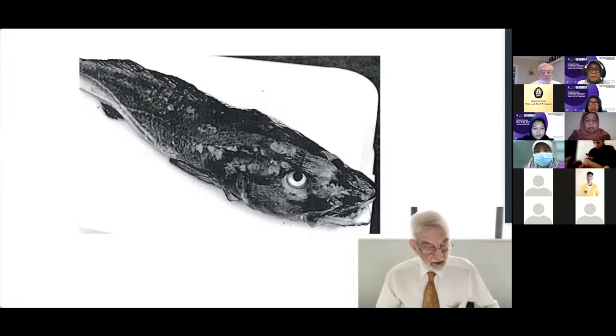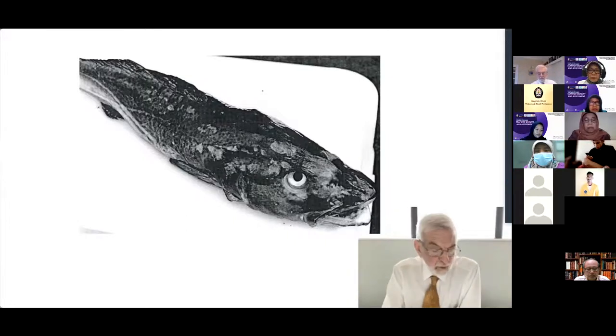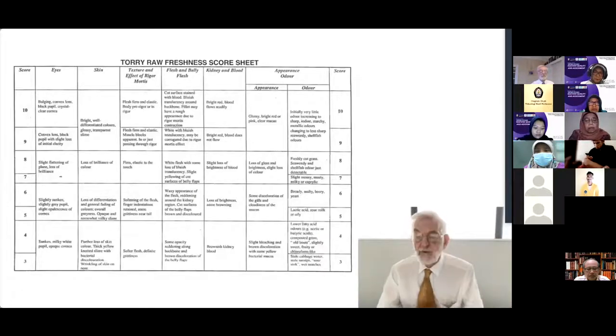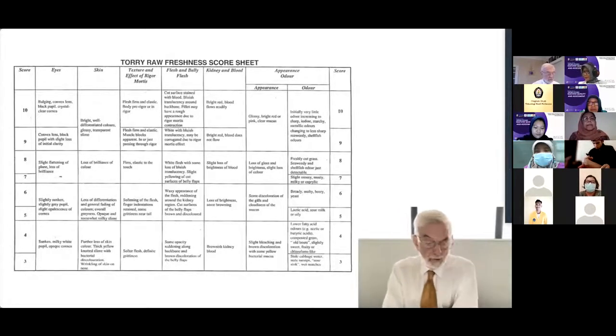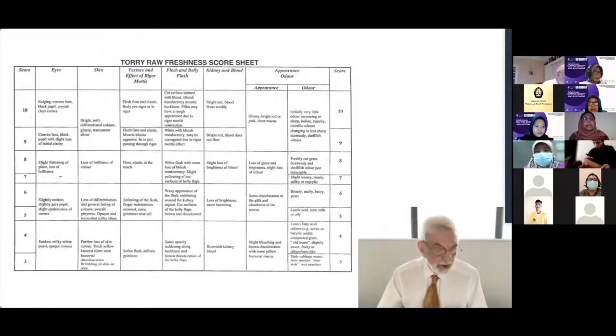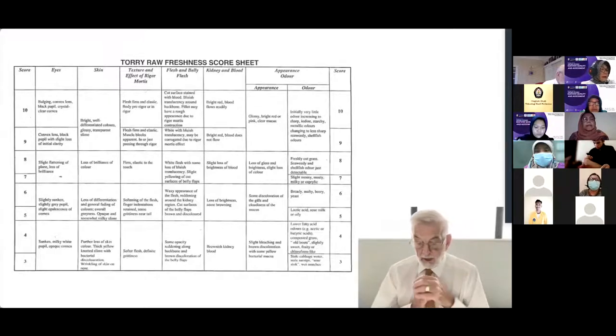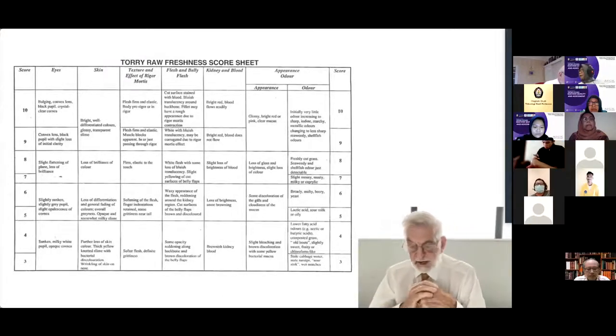So if we move on to the sensory score sheets and methods, the first one to talk about is the Torry method. Now, this was developed in the United Kingdom in the 1950s, and in front of you will see the raw freshness score sheet. This is the score sheet that is used by assessors. If you look at that, you can see that the sensory assessment is based on these previous factors that I mentioned: the eyes, the skin, the belly, and the gills.